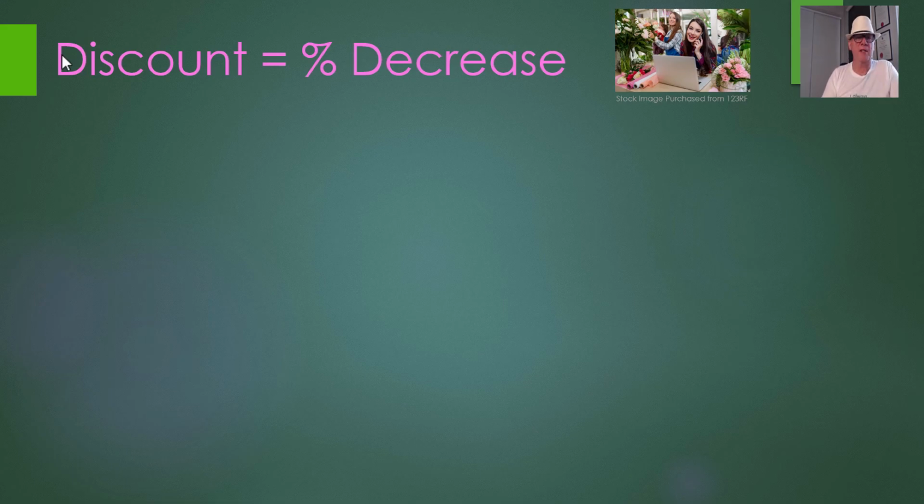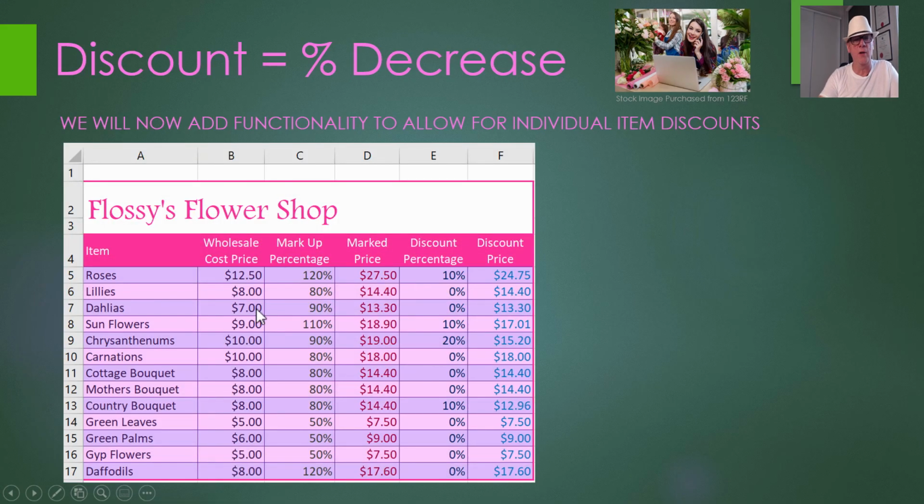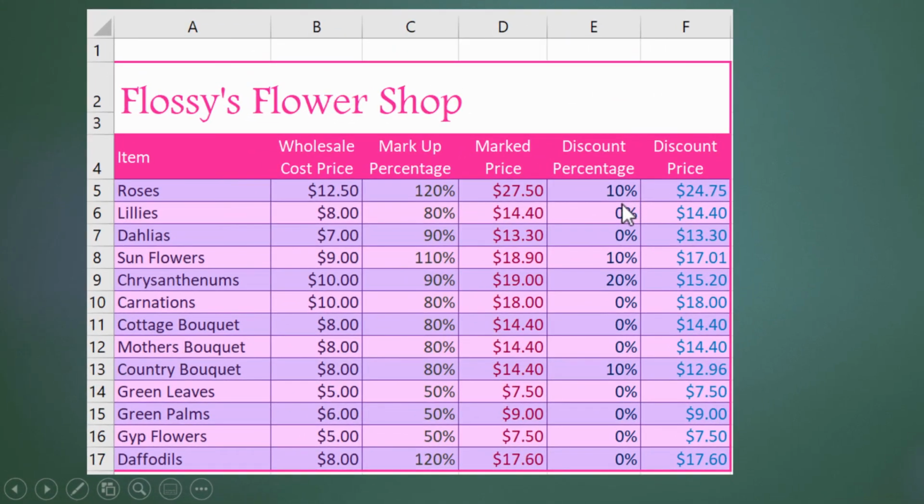Okay, for discount percent increase, what we're doing now is we're going to add functionality so that individual items can be discounted. So what we want to do is take our previous spreadsheet, it's got all the markups, and we want to be able to apply some discount percentage. Now, we want to take 10% off the roses price here and make them cheaper, but see here 0%, 0%. A lot of them are 0, which means we're not giving a discount. There's just discounts today on roses, sunflowers, chrysanthemums, and the country bouquet of flowers, all right?